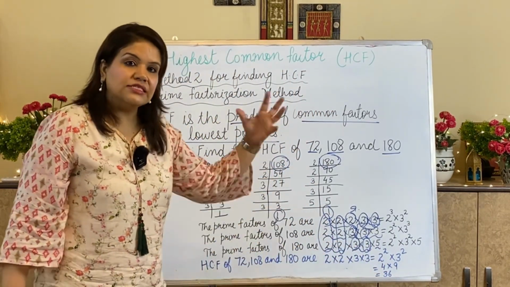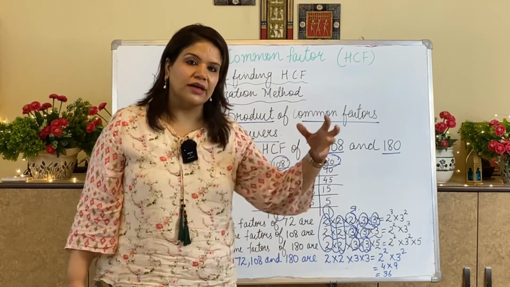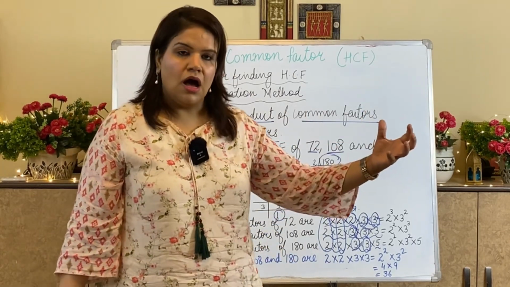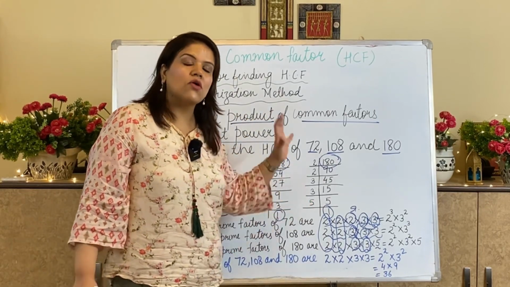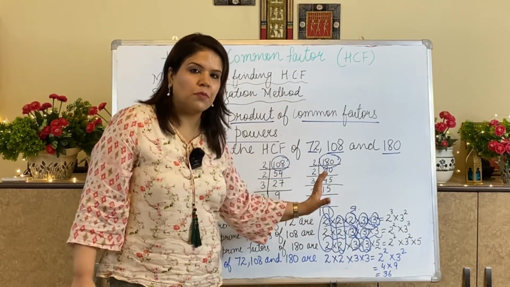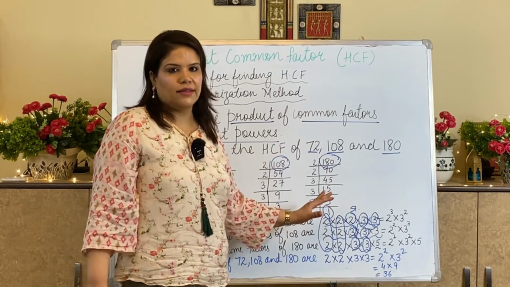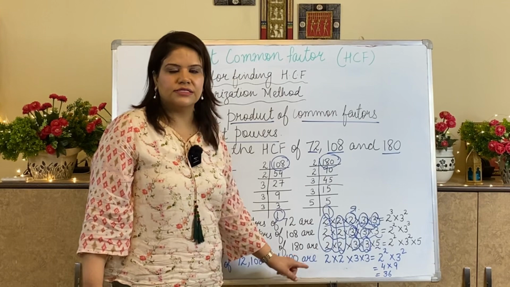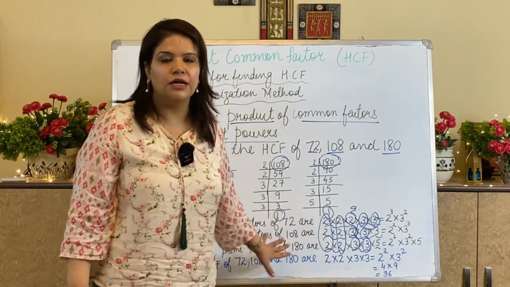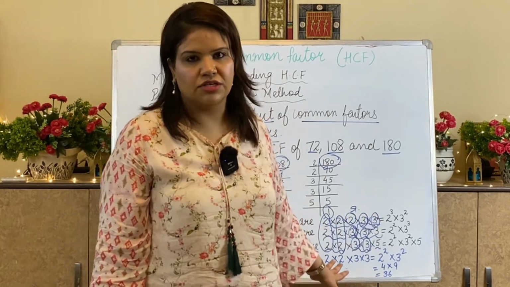HCF. In the listing factor method, I was just finding out the greatest number out of all the common factors. But here I am first finding the common factor with least power and then I am multiplying them and then I am getting the answer for the HCF. So this was the second method, which is a prime factorization method.